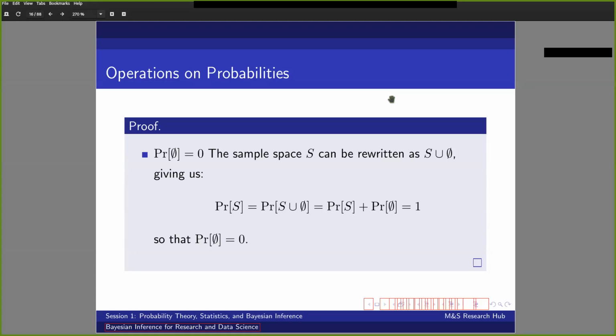So first, we prove property 1 by rewriting the sample space S as the union of the sample space S and the null set. So by the additivity principle, we know that the probability of the union is equal to the sum of the probabilities. And since the probability of S has to be 1, it must be that the probability of the null set equals 0.